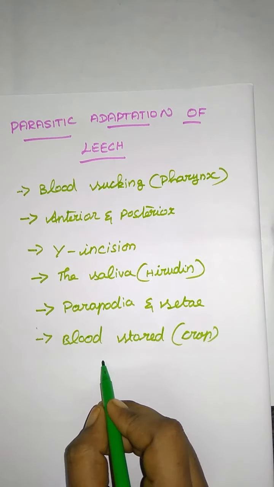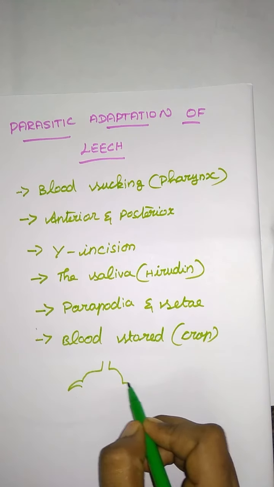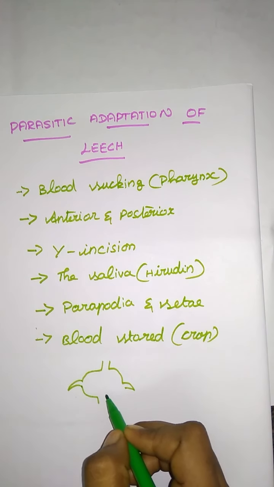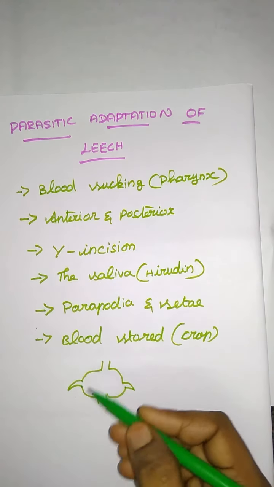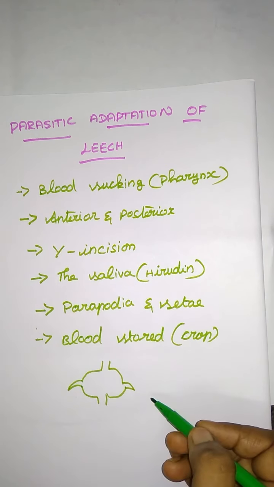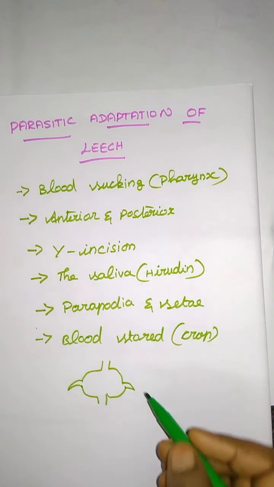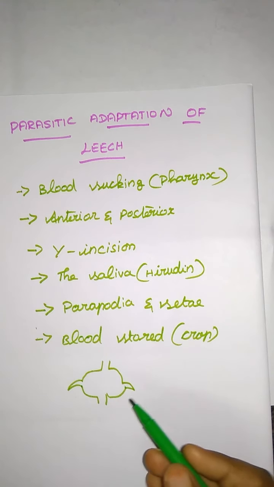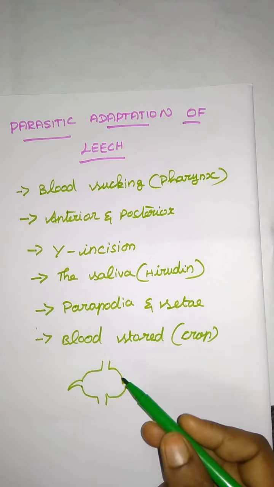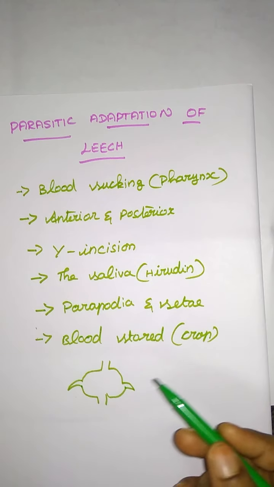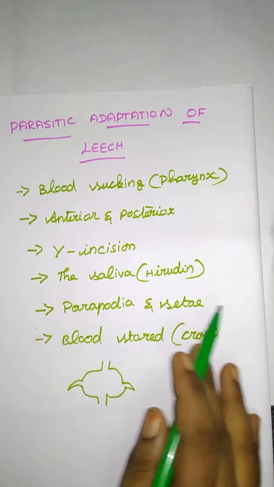We already saw that part of the digestive system. This is the crop part, right? The blood is stored in the crop for slower digestion. It gives nourishment for several months. So when they do not get blood, they need nutrition, right? At that time, they take the blood from the crop part and get nutrition from that. So that's it for the parasitic adaptation of a leech.